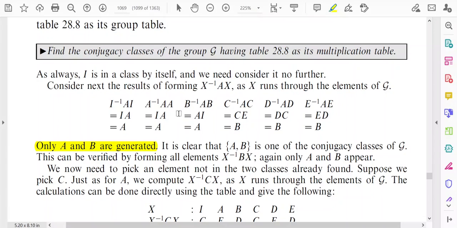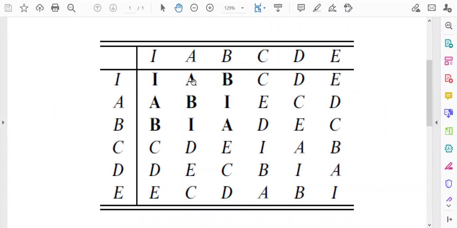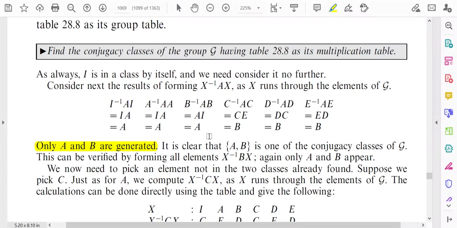So we have used those relations from this multiplication table, and ultimately we have shown that if you calculate the value of this conjugation relation, only A and B are generated. You see there are no other elements apart from A and B. So from this conjugation relation, only A and B are generated. So it is clear that AB is one of the conjugacy classes of G. So these two elements A and B form a class, and we can use this conjugation relation x inverse A into x equal to B.